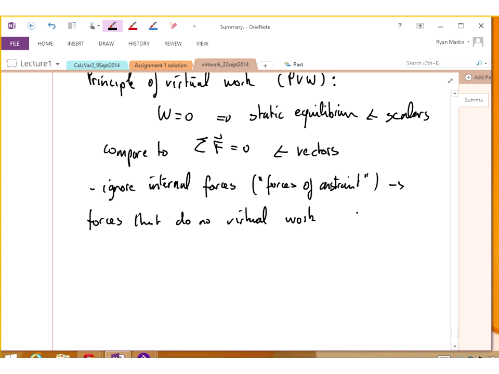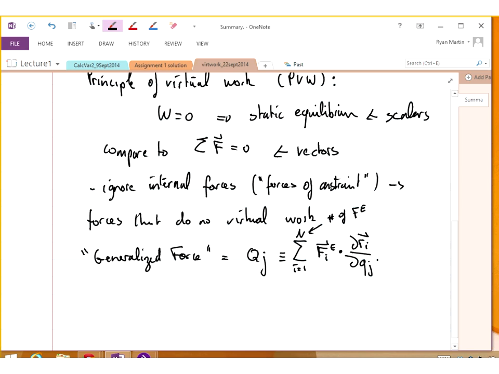So once we ignored the internal forces and kept only the external forces, so the external force could be, for example, the applied force, the net applied force on a particle, we introduced the concept of generalized force, which we labeled with a capital Q. And that was the sum over i equals 1 to n, where n is the number of external forces, of the dot product of an external force vector with dRi by dQj.